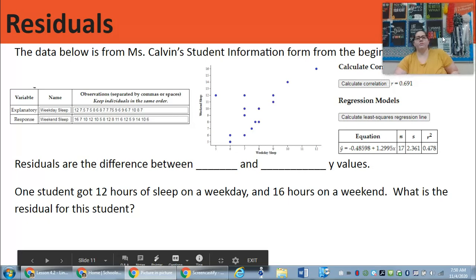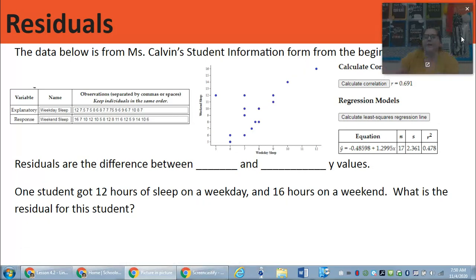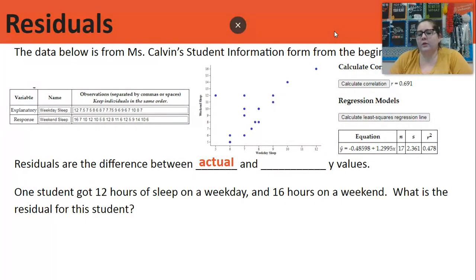All right, next little main topic. We are almost at the end of the slideshow if you're curious. We're going to talk about something called a residual. A residual is the difference between the actual and the predicted Y values.